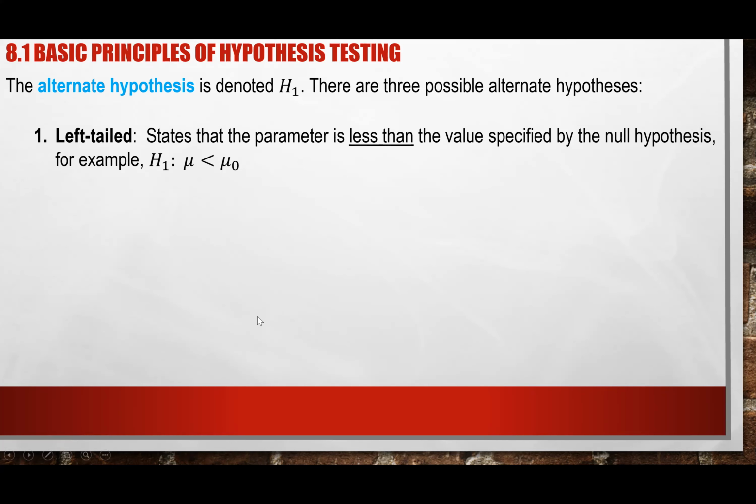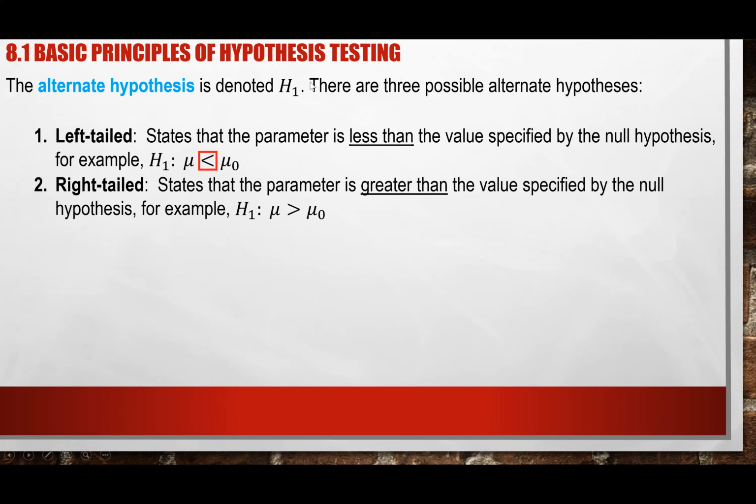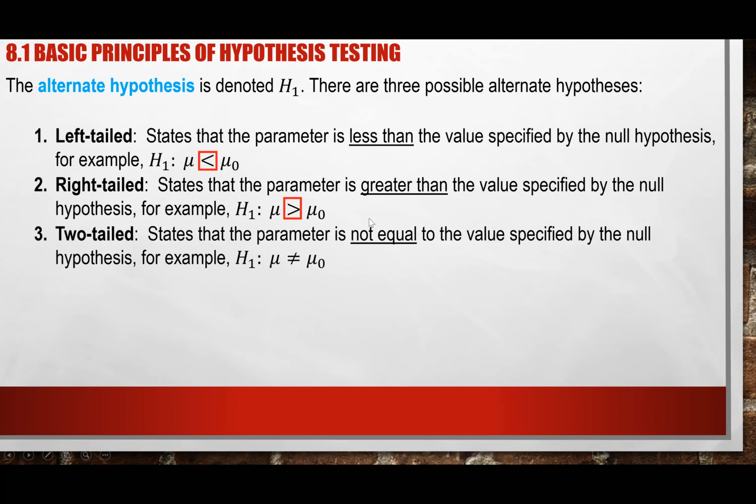The alternative hypothesis is a little bit more flexible than the null hypothesis. It can take on a less than sign, the less than inequality. Or it can take on the greater than sign. Or it can take on not equal to, which means different. These are the three items the alternative hypothesis can take on. The null hypothesis can only be equal to some value, but the alternative hypothesis can be less than something, greater than something, or not equal to something.